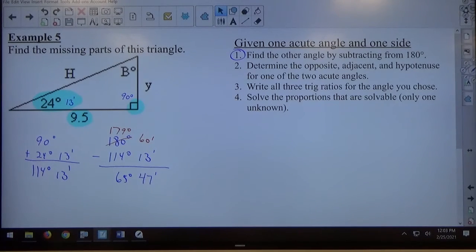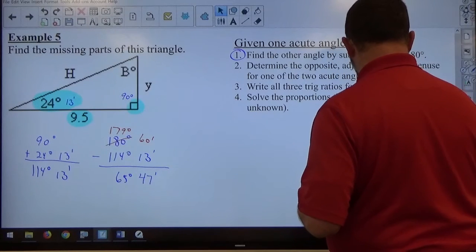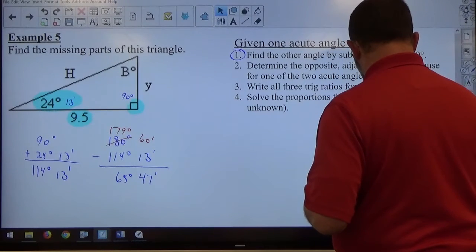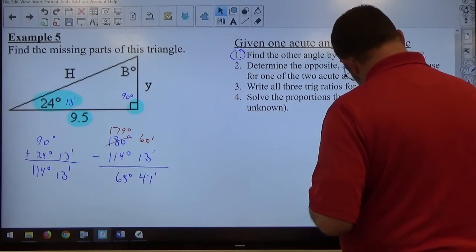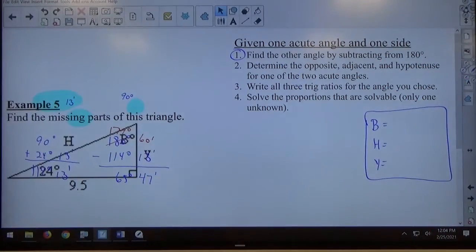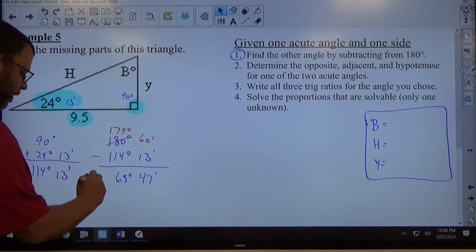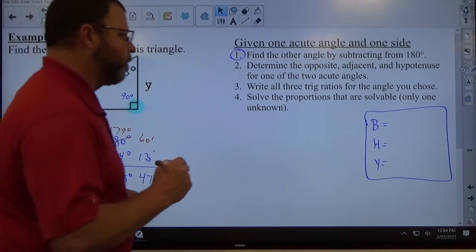And it says find the missing parts. I'm just going to make an answer box over here. I'm just going to say B equals something, H equals something, Y equals something. Let's just ask to find 3 things. I'm going to make a box there to put all the stuff I'm supposed to find in there. So B is equal to, and again this is B, right? 180 minus the other two angles equals B. So B is 65 degrees, 47 minutes.